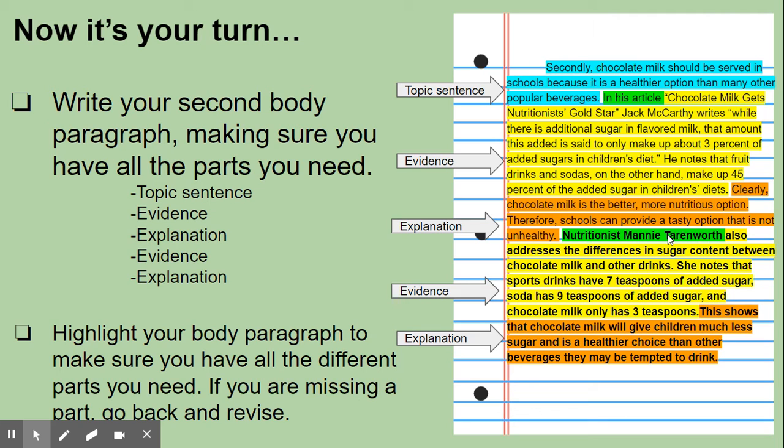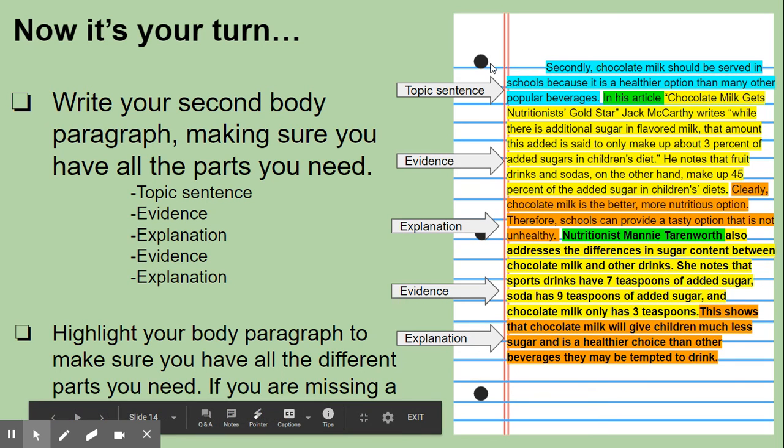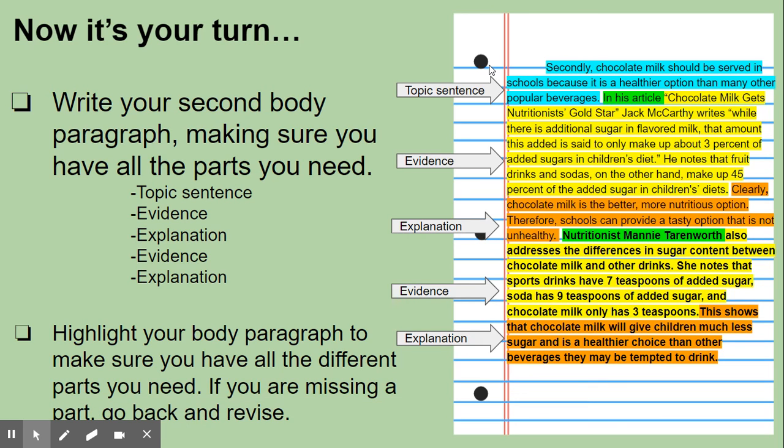All right, so now it's your turn. You are going to write your second body paragraph, making sure you have all the parts you need. And the pattern is topic sentence, evidence, explanation, evidence, explanation. You can see it here, color-coded and with arrows. And after you do that, you're going to highlight your body paragraph to make sure you have all the different parts you need. If you are missing a part, you're going to go back and revise. If a part is too short, usually the explanation, you will go back and revise.